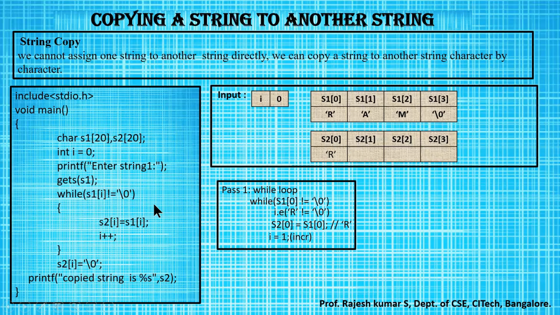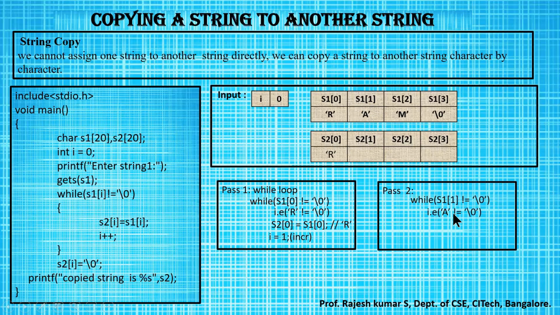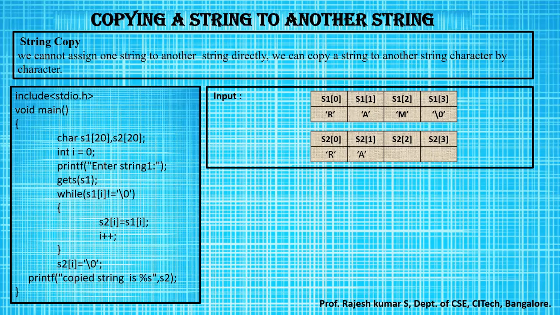When I value becomes 1, what happens? I have to loop back. So in the second pass, when I value is 1, we are checking S1 of 1 not equal to null. What is S1 of 1? A. Is A not equal to null? Yes, A is not equal to null. Next, what we have to do? This value should be copied here. Now, how is it copied? S2 of I is equal to S1 of I. We know the I value is 1. S2 of 1 is equal to S1 of 1. What is S1 of 1? A. A is stored in S2 of 1. Again we increment, and I value will become 2.